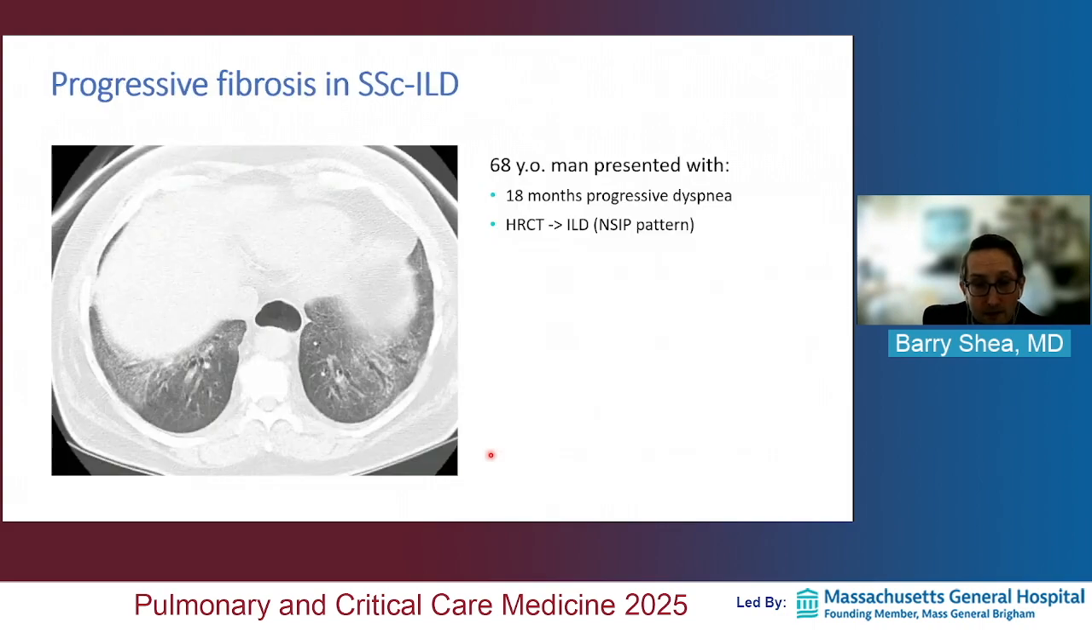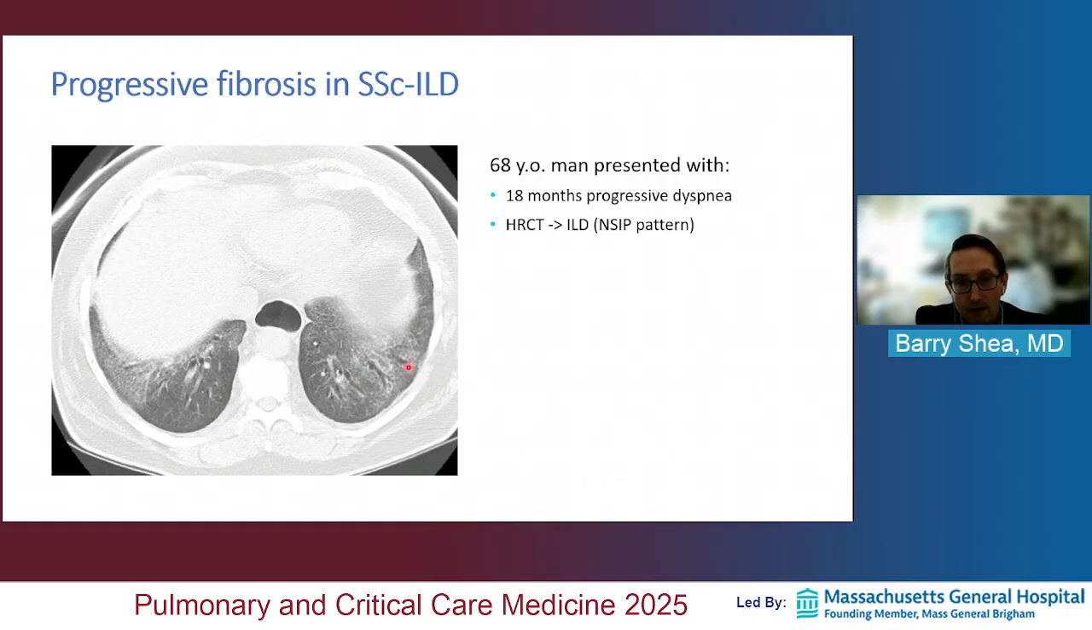On the other hand, there are patients who seem to progress despite aggressive immunosuppressive therapy. So this is another patient. He was 68 at the time of diagnosis. He presented really with respiratory symptoms. He had about a year and a half of progressive dyspnea. He had a CAT scan done that showed evidence of interstitial lung disease with an NSIP-like pattern. These bibasilar ground glass opacities, traction change, subpleural sparing.